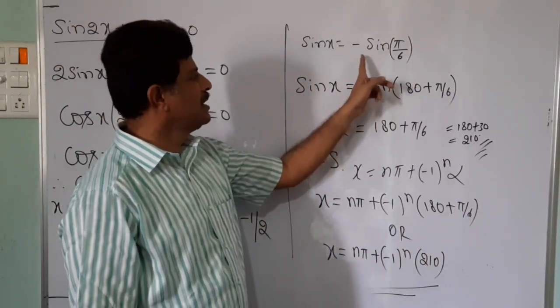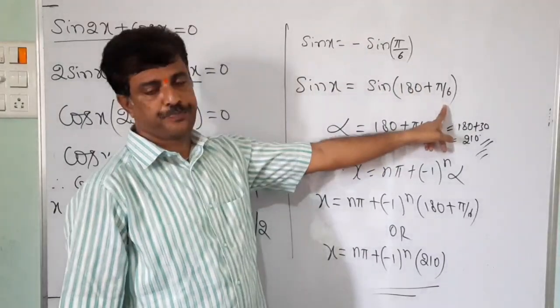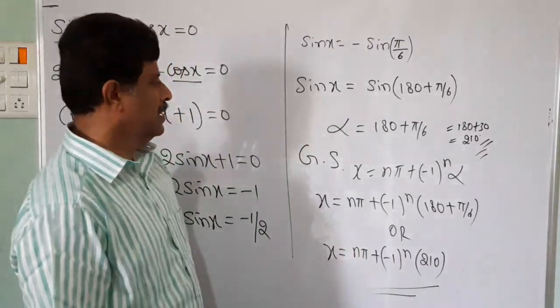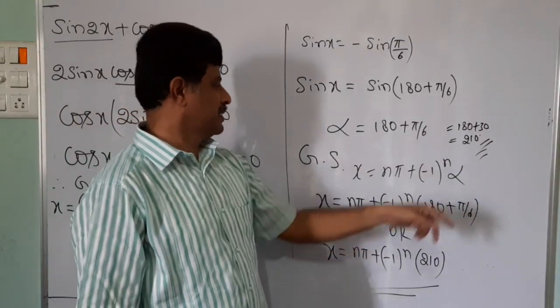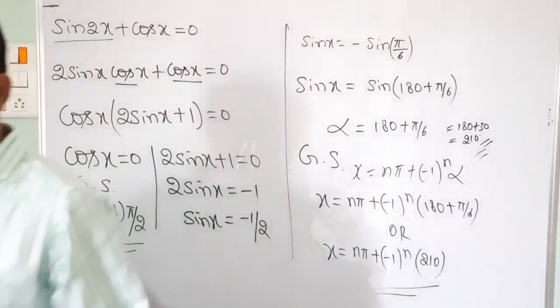Sin x, that is minus sin theta, can be written as sin of 180 plus theta. So alpha is equal to 180 plus pi by 6. General solution, you apply this. Okay?